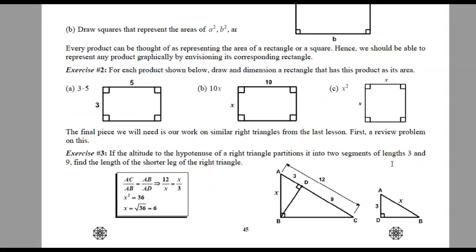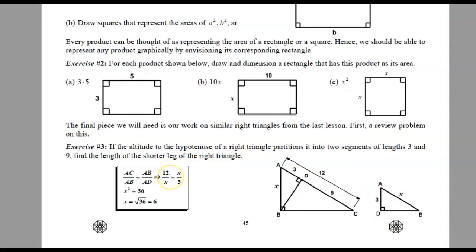First off, if the altitude is drawn to the hypotenuse of a right triangle, it does split it into two lengths. So this one is split into a 3 and a 9, which means the total was 12. Find the length of the shorter leg of the right triangle. The shorter leg is this AB segment. If we reorient the small triangle to also contain AB but on the hypotenuse, we can say that hypotenuse 12 over x equals short leg x over 3, and we get the short leg 6. That's something we've done a couple of times now during this unit.